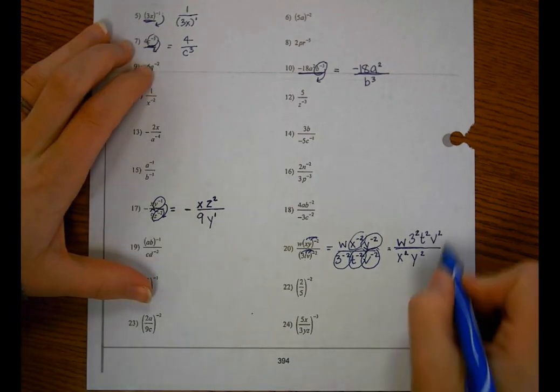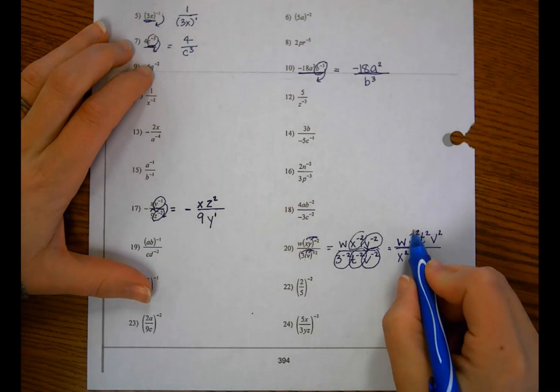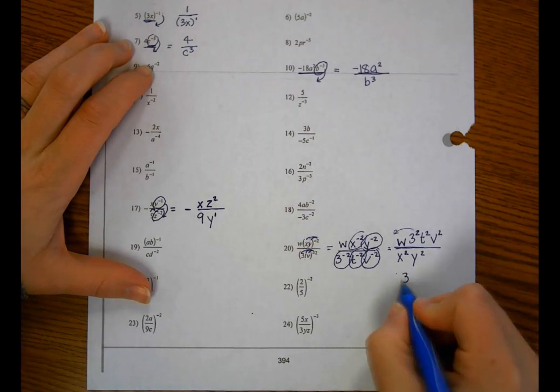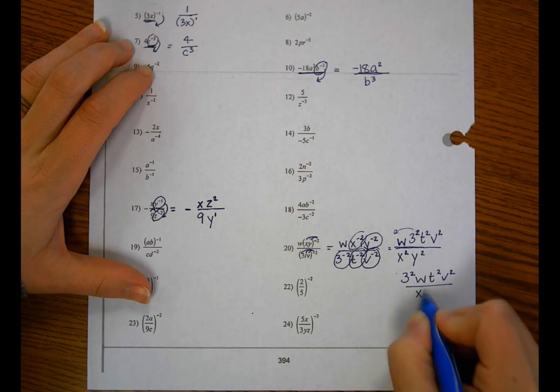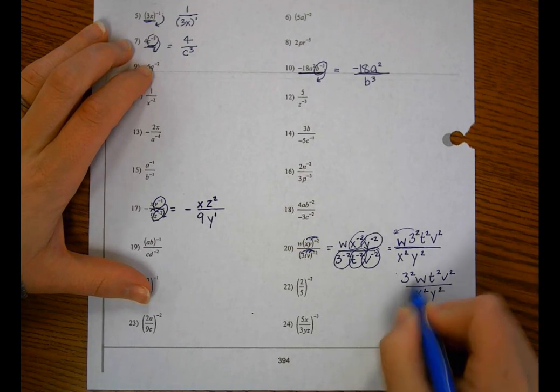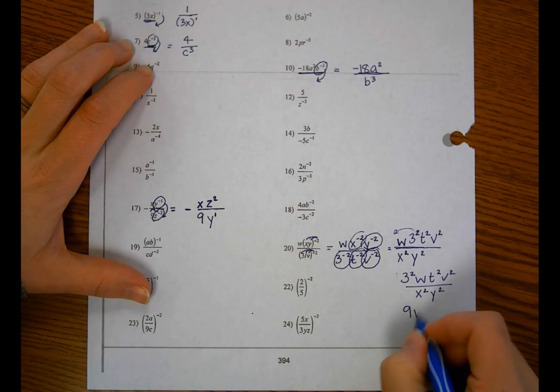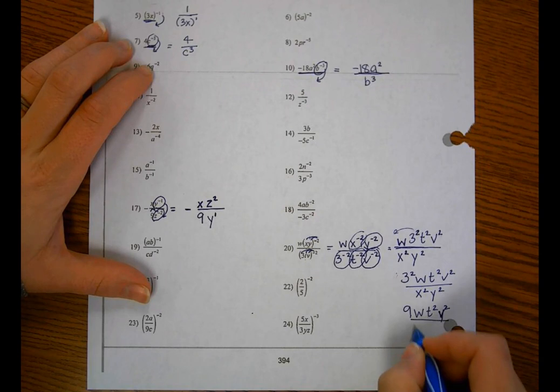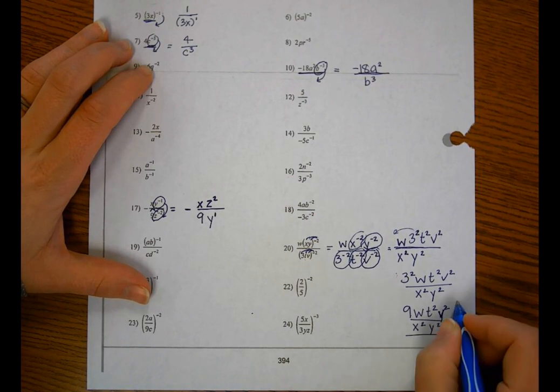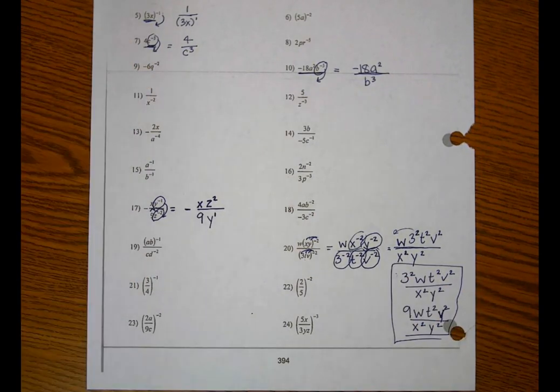Now the only thing I would clean up here is this 3. I put the numbers in the front. So I would make this 3 to the second, which you could also write as 9. Right? 3 to the second means 3 times 3. So if you wanted to write that as 9 w t to the second, v to the second, over x to the second, y to the second, you could. Either of these at this point are acceptable answers.